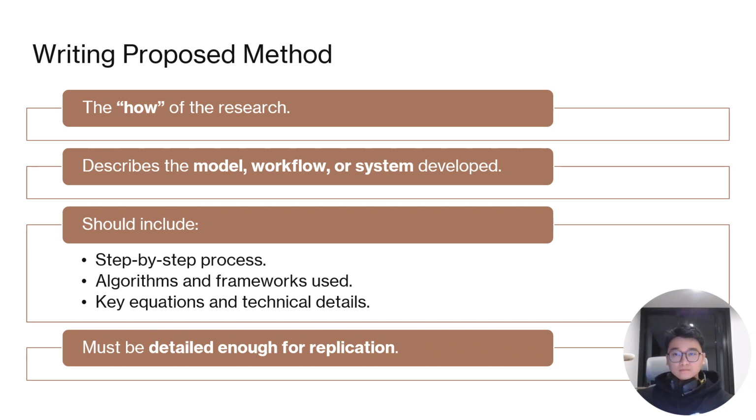Now, that's all for the research methodology. Now we move to the report writing. The proposed method section is the technical core of the paper. It answers the question: how exactly did one solve the problem? This includes the design of the model, algorithm, and step-by-step workflow. Importantly, it should provide enough detail so another researcher could replicate the work independently.